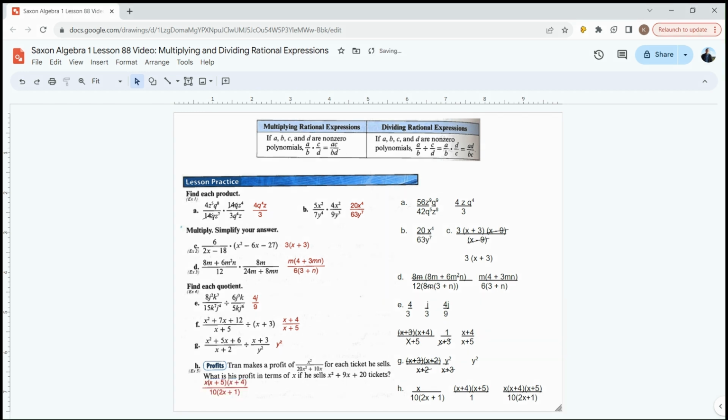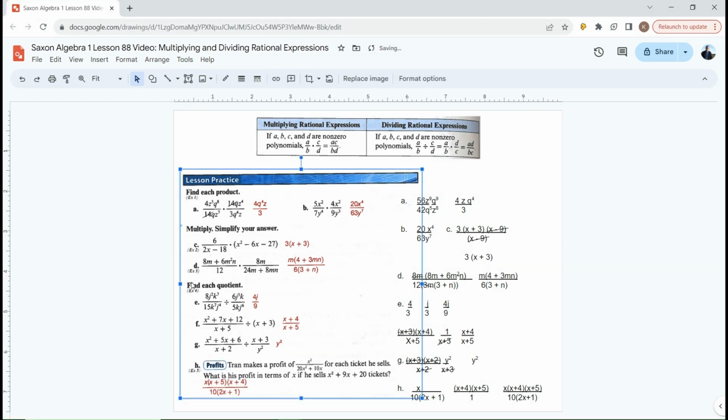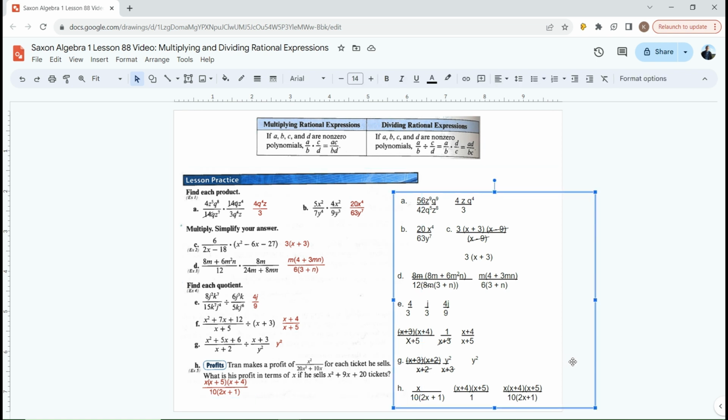I don't think there's anything else I can do to simplify this expression. Let's just see if we got it right. x times x plus 5 times x plus 4 over 10 times 2x plus 1. Hey, like I said before, it's just as much about what you can't simplify as what you can. All right, so that's how we do these multiplying and dividing rational expressions. You're ready to do the problem set for tomorrow.